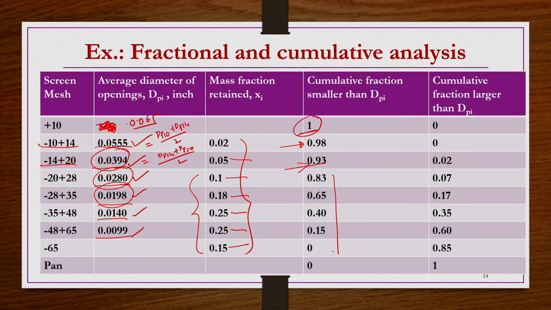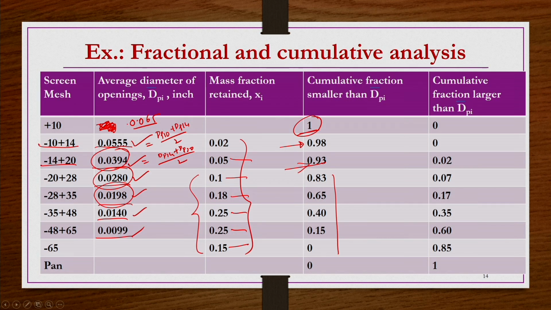Like that we have to construct all of them. And then in a similar way we have to do the cumulative fraction larger than dpi here. So, now for 0.065, the first row, what is the fraction of material whose size is larger than 0.065? There is nothing, so 0. The fraction of material whose size is more than 0.065 is 0.